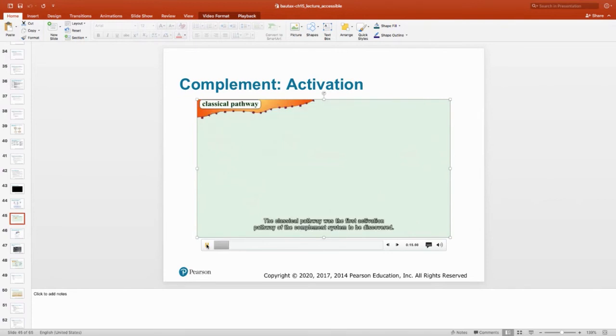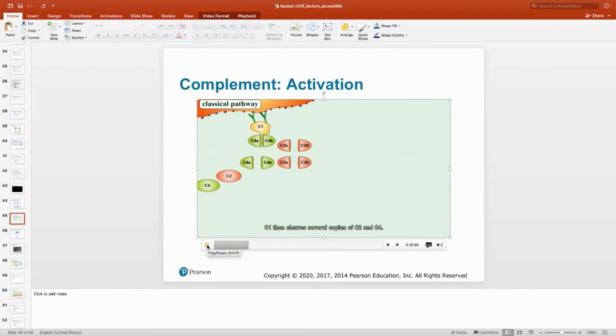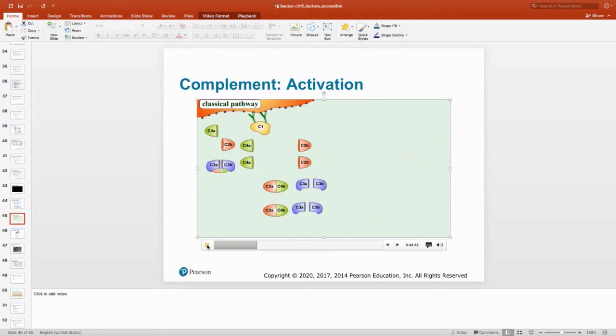The classical pathway was the first activation pathway of the complement system to be discovered. The classical pathway begins when a pair of antibodies attach to antigens, such as proteins or a large polysaccharide on the surface of a bacterium. Okay, so right away we're talking about adaptive immunity here. Don't worry about that. Just assume the antibodies are going to be available. The antibodies bind and activate C1. C1 then cleaves several copies of C2 and C4. Together, the C2A and C4B fragments form an enzyme that cleaves C3, activating the complement system.